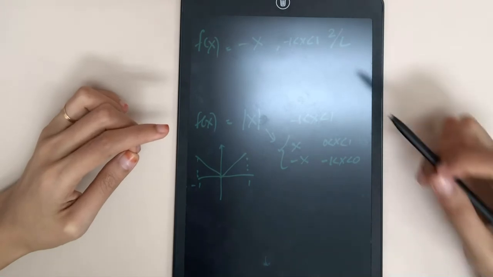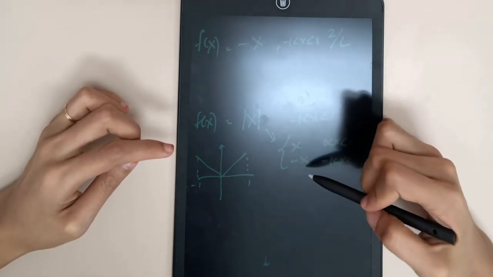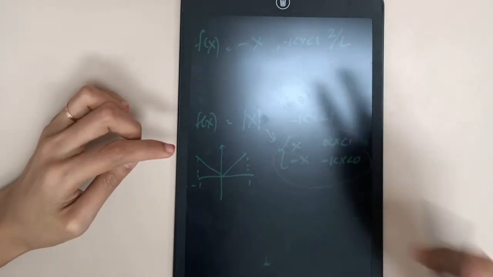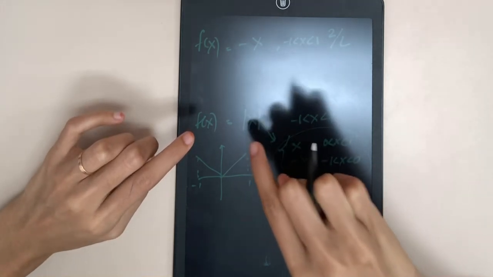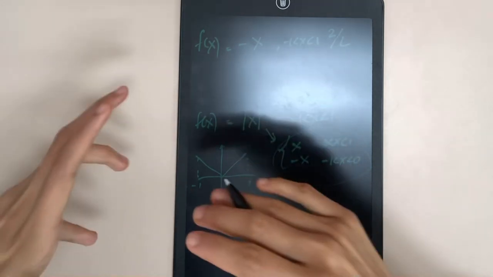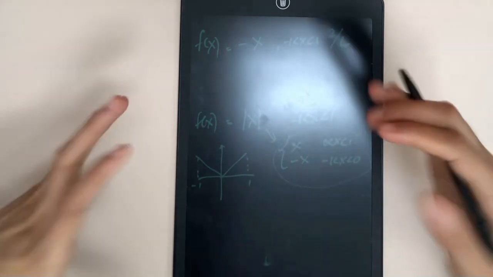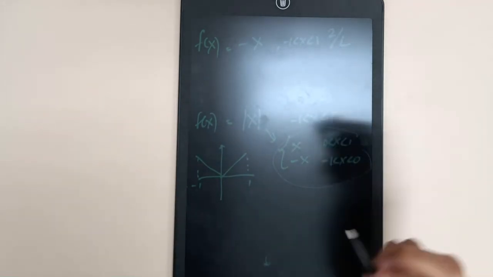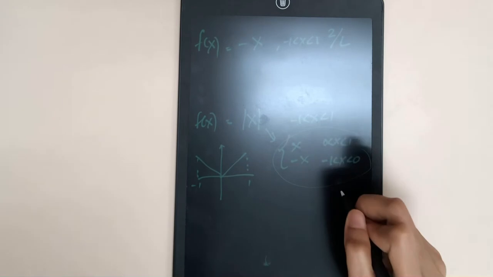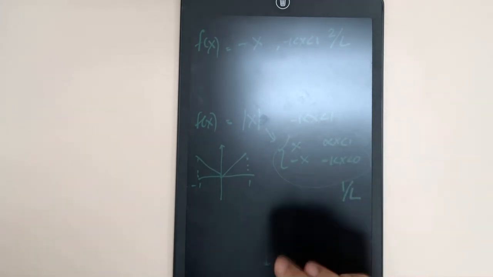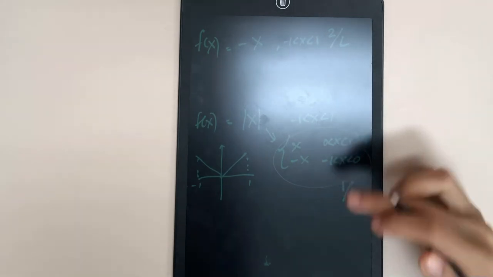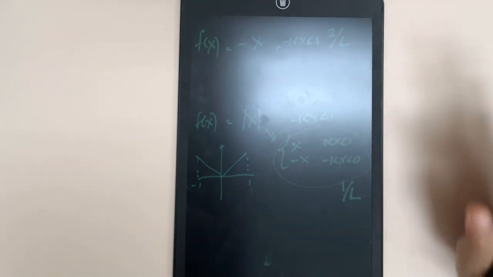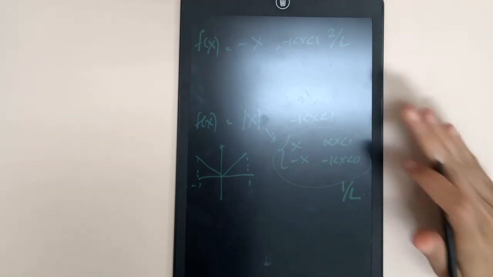So how many functions do you have here? We have 2 functions. The question gives only 1 function, but we know that modulus x has 2, so we divide into 2. In my video, I use 1 over L in the calculation. Can you see the difference? It's not because of odd or even. It's because of your function.